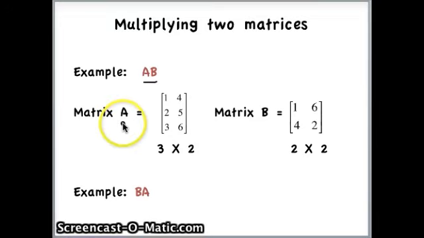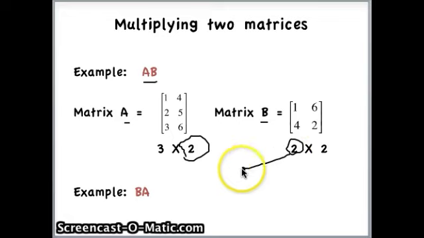We wrote them in this order because it's A times B. What we're looking for here is for the columns of matrix A to match the rows of matrix B, which they do. So we know that we're good to go for the multiplication. We can multiply these two matrices by each other. The cool thing about this is that the resulting matrix of the multiplication is going to be a 3 by 2, which is our remaining two numbers.